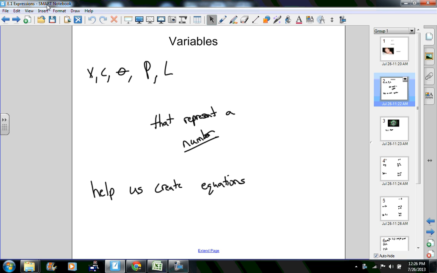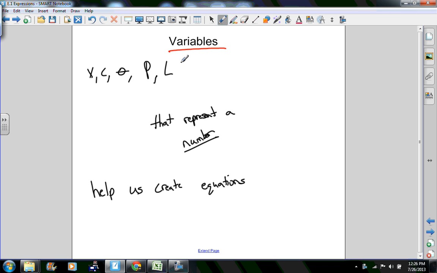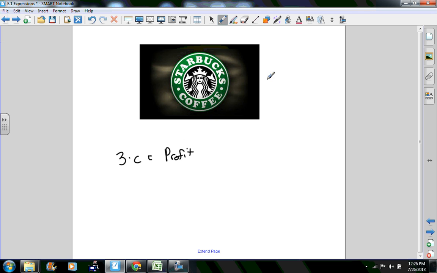So we're going to talk about variables before we start. It's a word that we use a lot in math. Okay, variables can be anything: x, c, delta, capital P, capital L. It doesn't matter what it is, but what matters is that it represents a number. So it's not the letter x. In math, it's the number x, or whatever that could be, and it can help us create equations, which I think I have an example built in here.